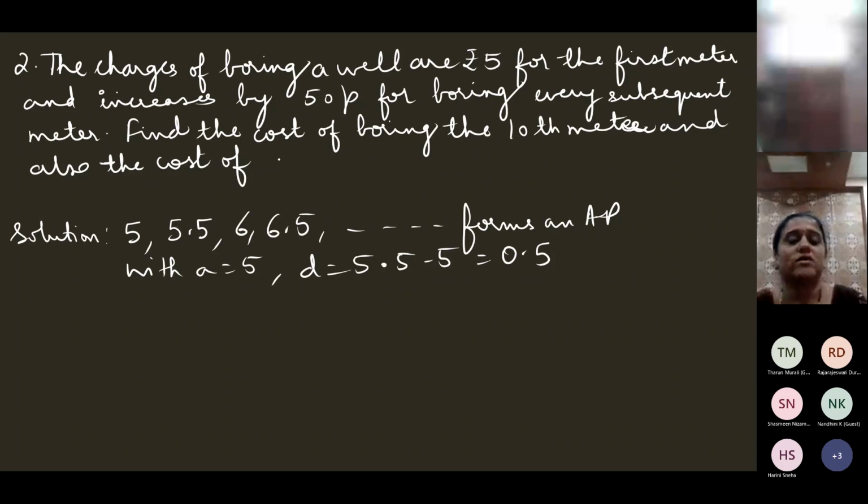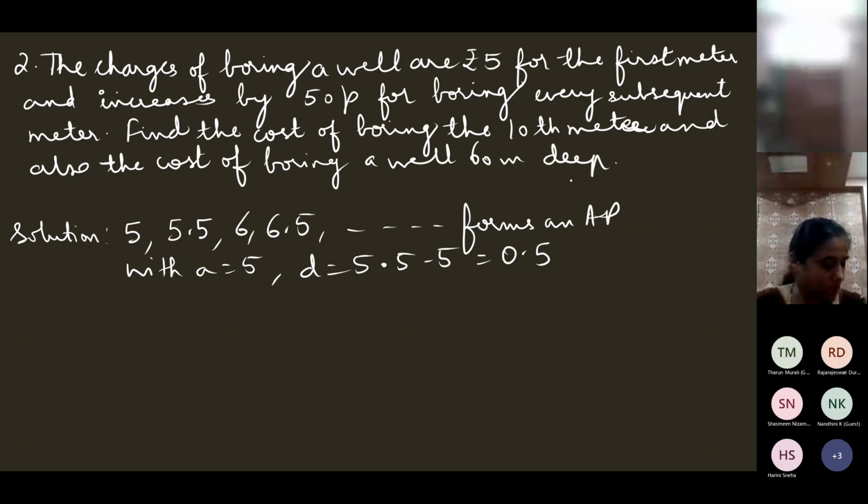And also the cost of boring a well 60 meters deep. This is the question. Once the well is dug, it's a 60 meters deep well. Will you pay him only for the 60th meter? No, you have to pay the person the charge for boring all the 60 meters, right? You will not pay him A60. A60 is only the charge for boring the 60th meter.